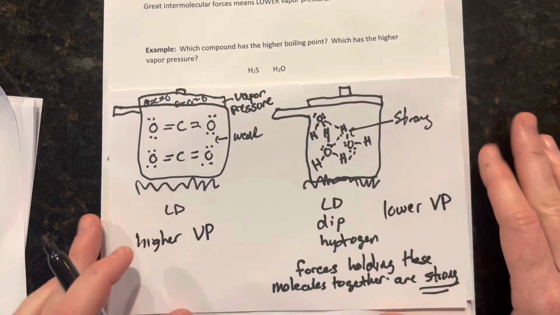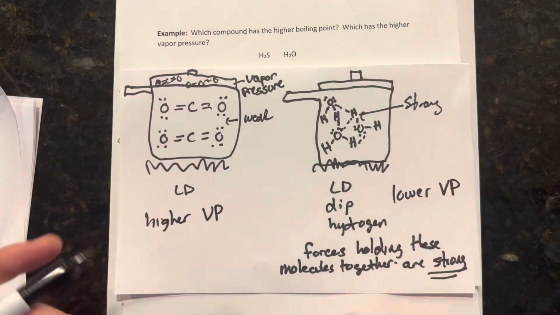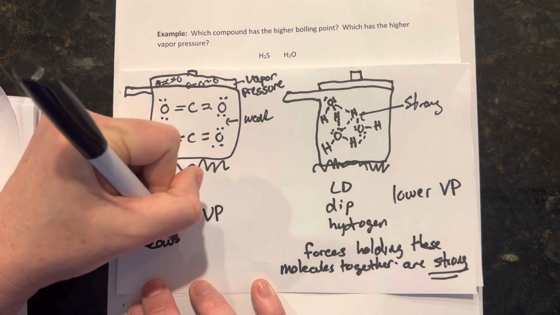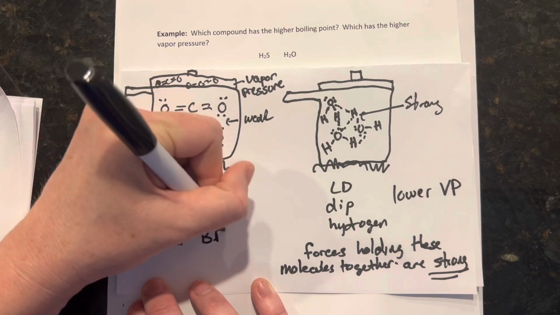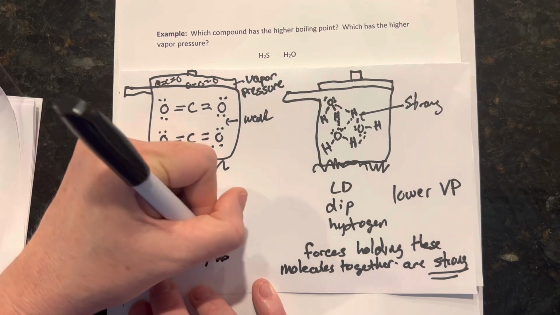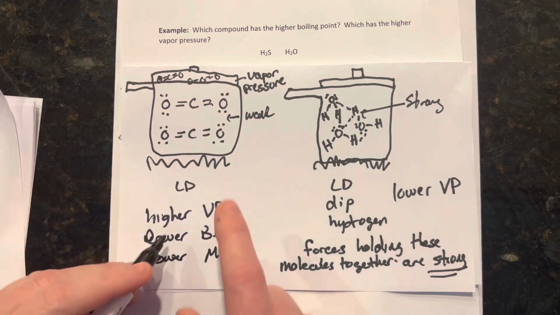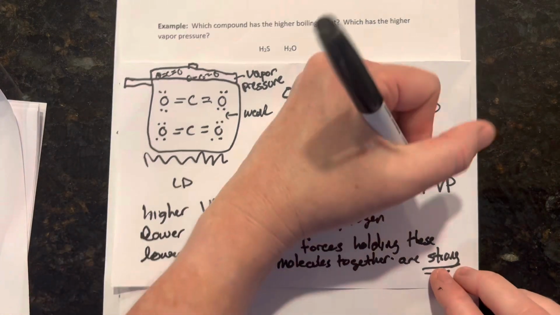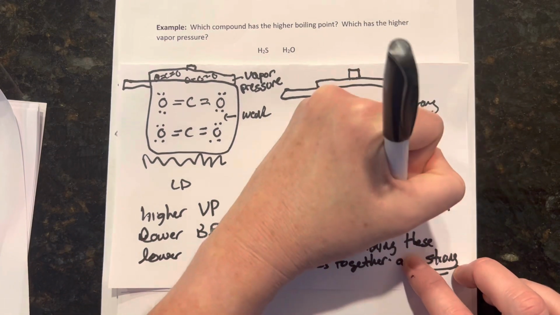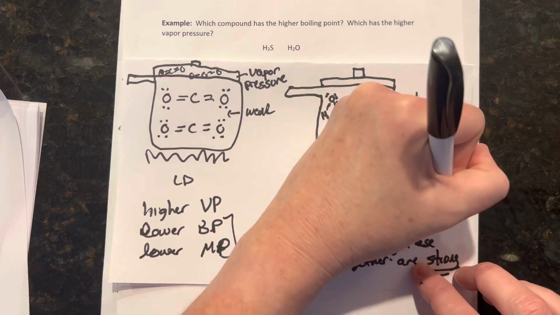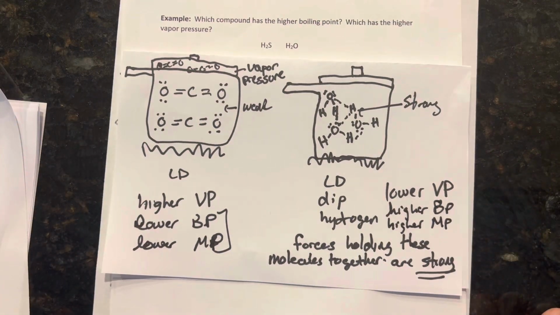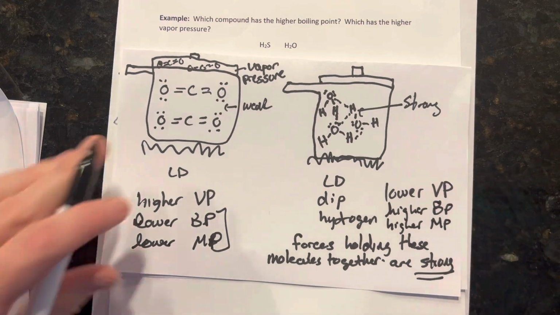All right, so hopefully that makes some sense. Remember, just to clarify, this would have a lower boiling point and a lower melting point. These two go together, and this one will always be the opposite. So this would have a higher boiling point and a higher melting point. It's more difficult to boil that stuff off, and therefore there will be less of a gas there.